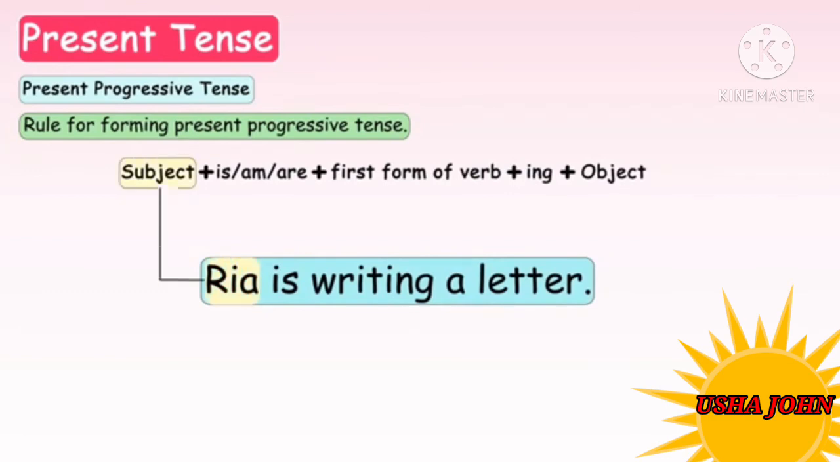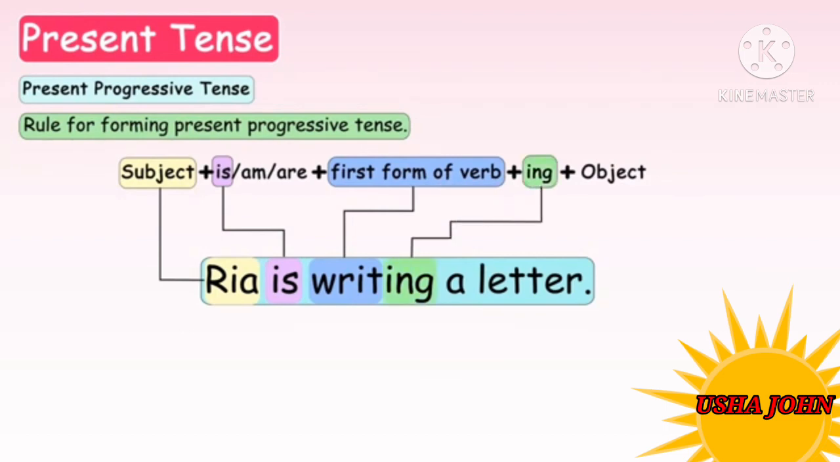Here Riya is the subject, is is the be verb or helping verb, write is the first form of verb, ing for progressive tense, letter is the object. Based on the subject, the subject is singular, that's why we are using is.